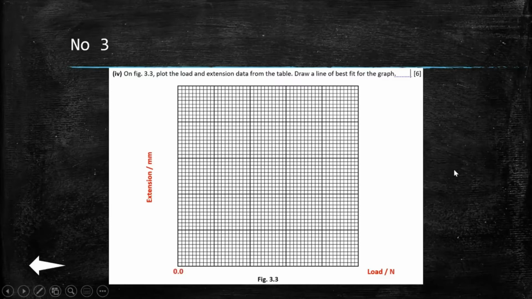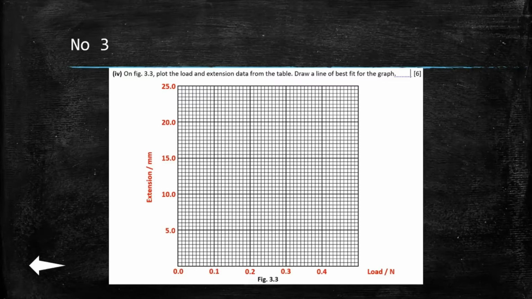This is the 0, and then 5.0, 10.0, 15, 20, and 25. So you can see on the y-axis, I choose the scale division of 5 mm for each 10 small blocks. For the x-axis, 0.1, 0.2, 0.3, 0.4. So every 0.1 Newton, there will be 10 small blocks.